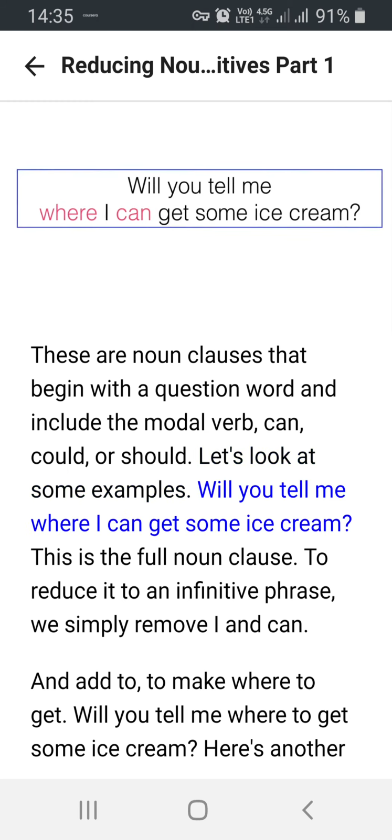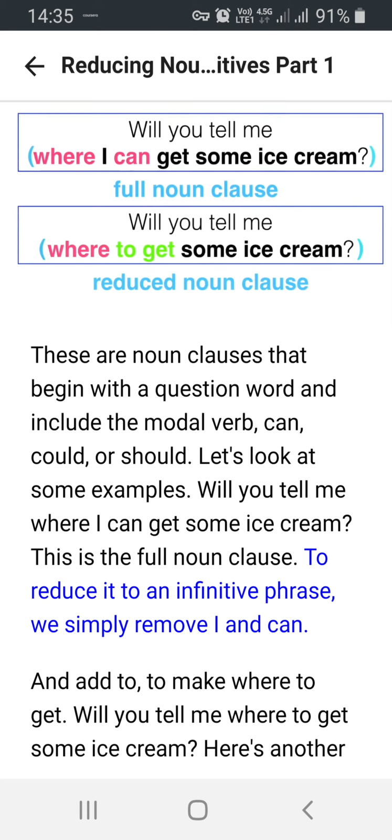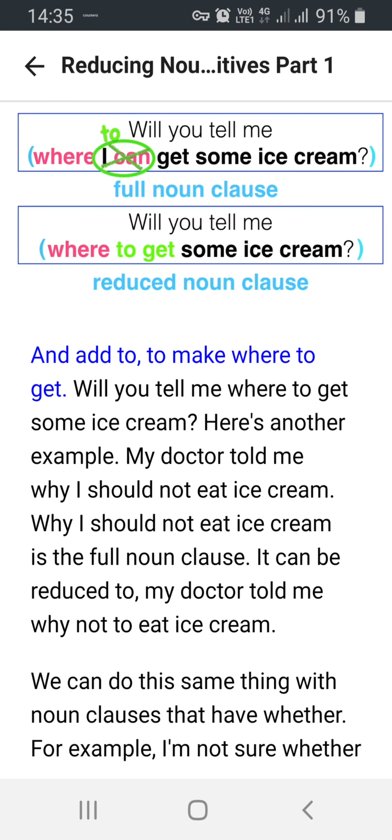Will you tell me where I can get some ice cream? This is the full noun clause. To reduce it to an infinitive phrase, we simply remove I and can and add to to make where to get. Will you tell me where to get some ice cream?